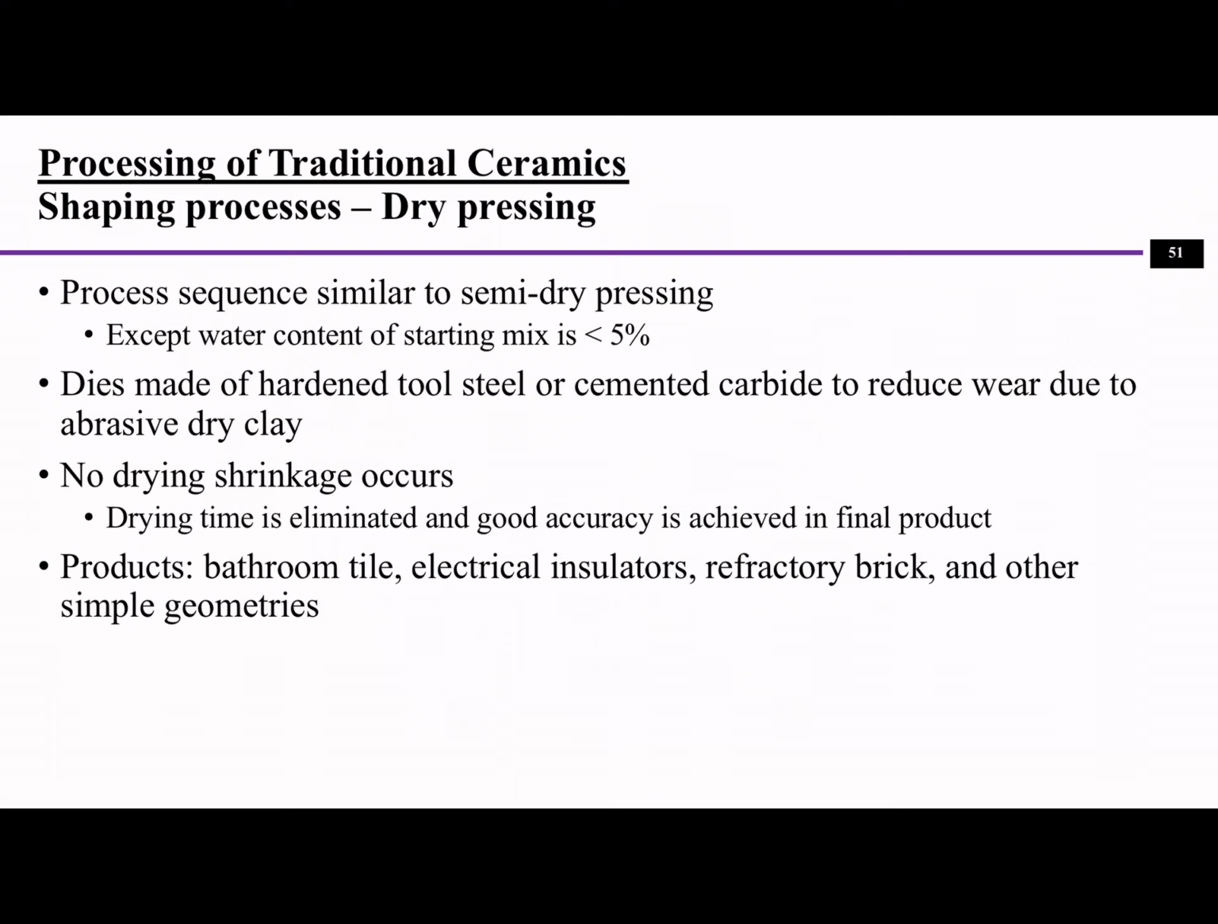Next one is dry pressing. Dry pressing means we're dealing with a mix with very little water, usually less than 5% of the mix. The advantage of dry pressing is that no drying shrinkage occurs, so we can achieve really good accuracy in the shape. Some typical products from dry pressing are bathroom tiles, electrical insulators, refractory brick, or other simple geometries.